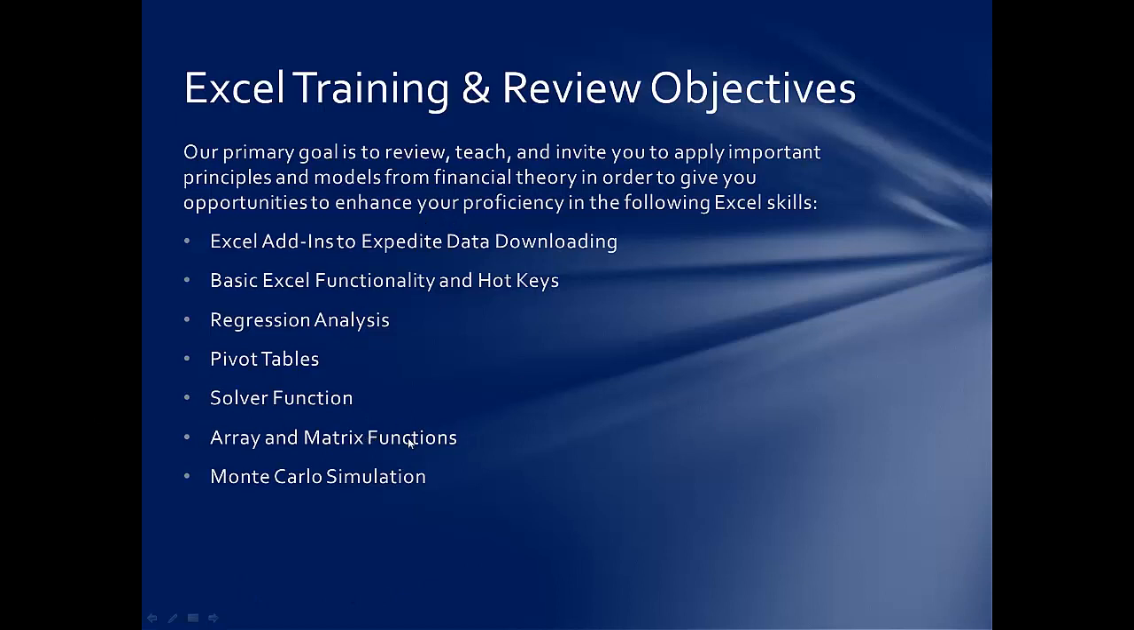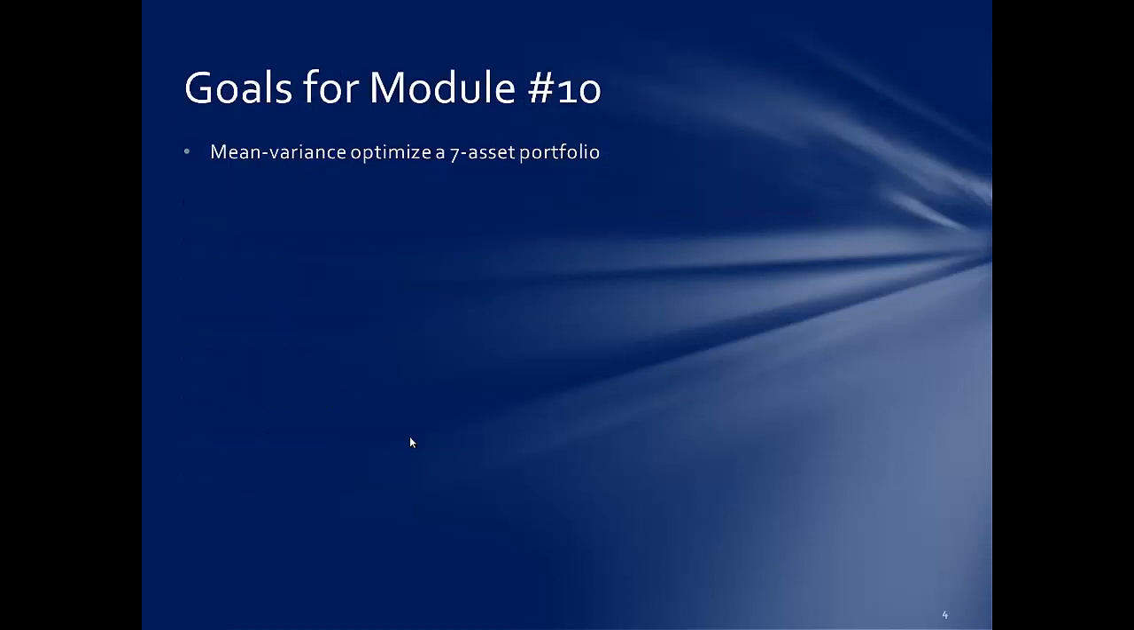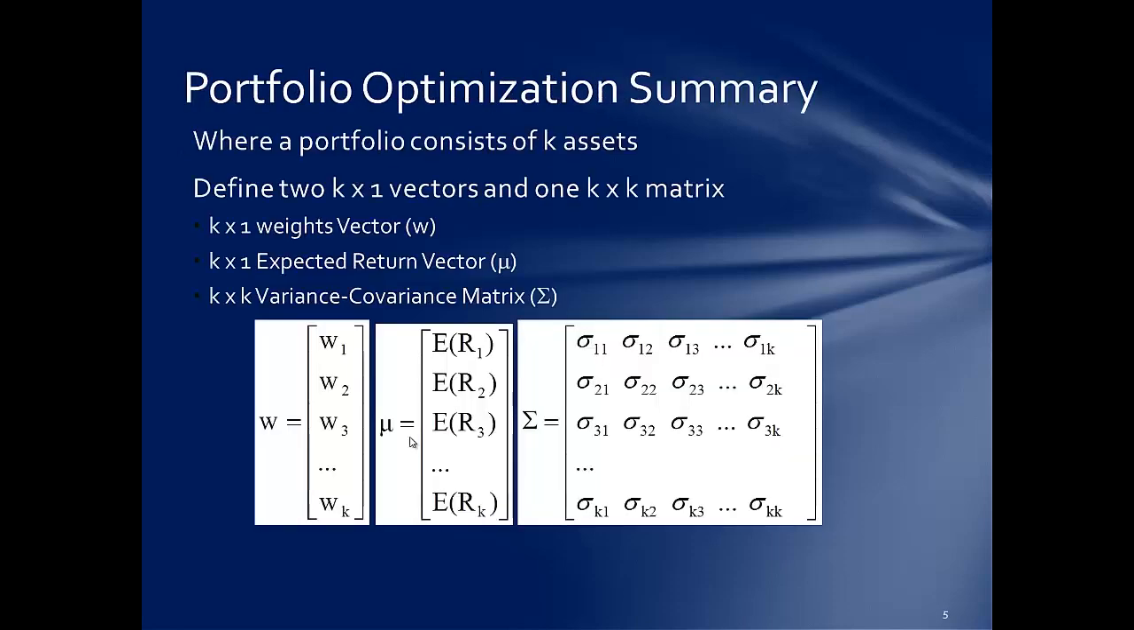Today what we want to do are array and matrix functions as we try to execute portfolio optimization. So that is our sole and singular goal for today: mean variance portfolio optimization for a 7-asset portfolio. I'm going to be demonstrating the principles to you using only 4 assets. You'll execute it using 7 assets.